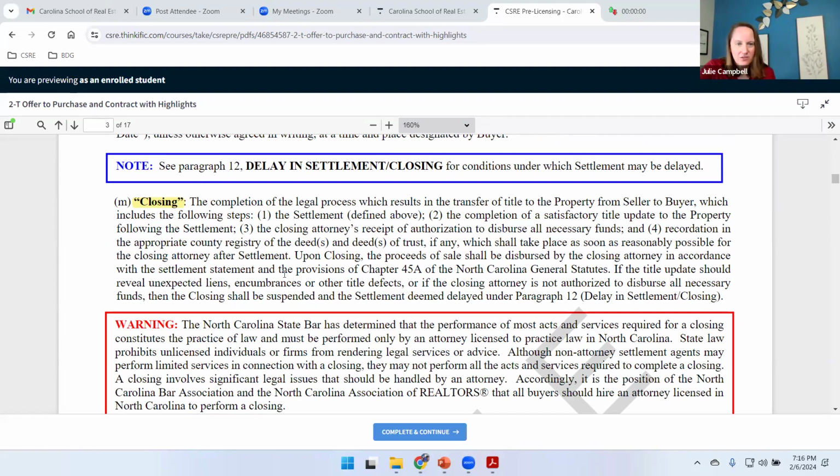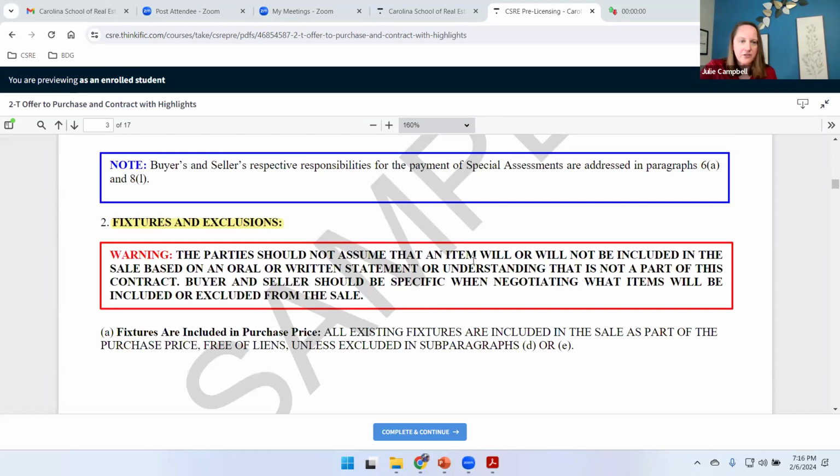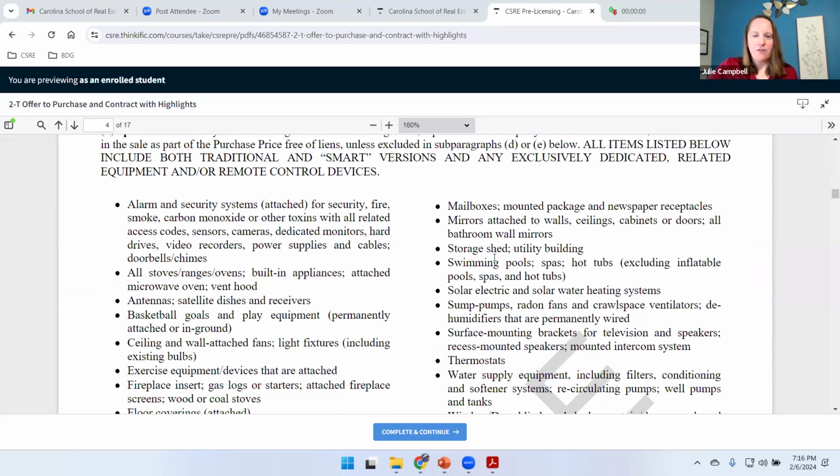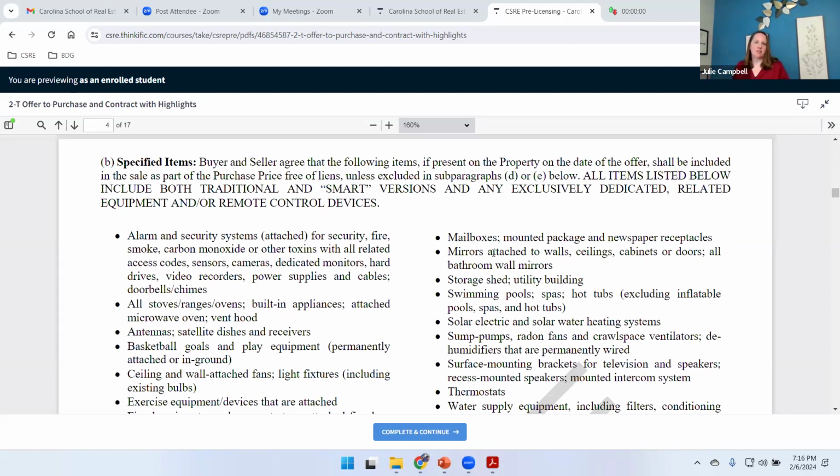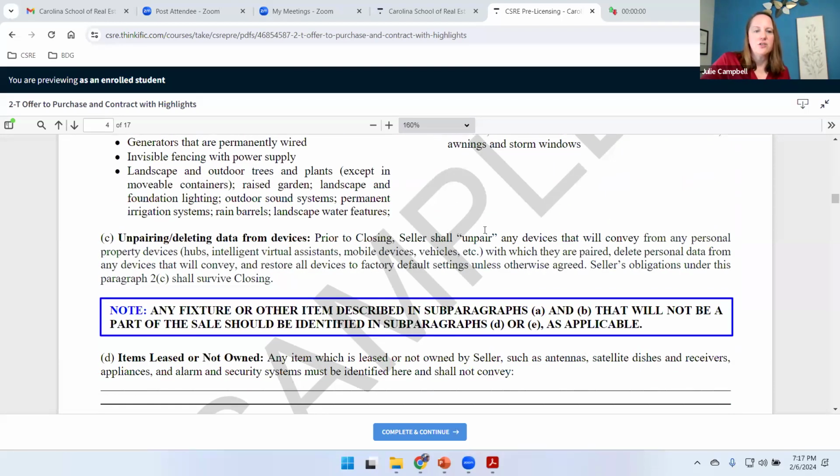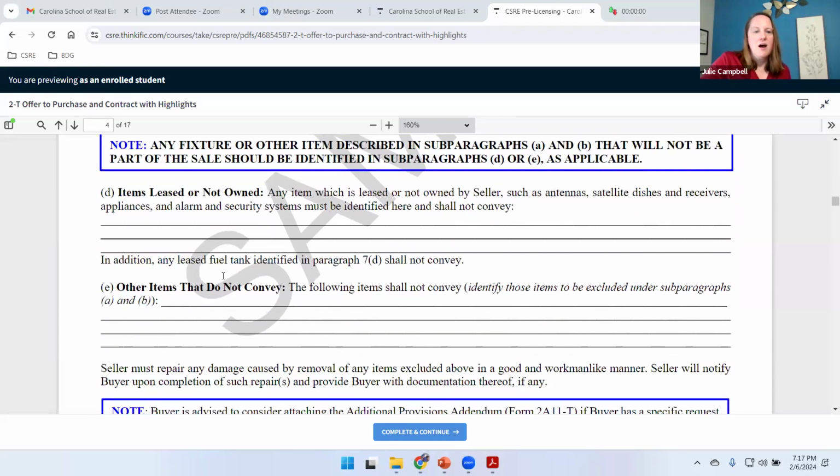Okay. Second provision are our fixtures and exclusions. We talked about fixtures a couple times now. We also saw the infamous fixture list when we looked at our listing agreement. So this exact same list shows up in the listing agreement, so we can have these conversations with the seller before. But now here we are at contract formation. So the fixture list shows up again.